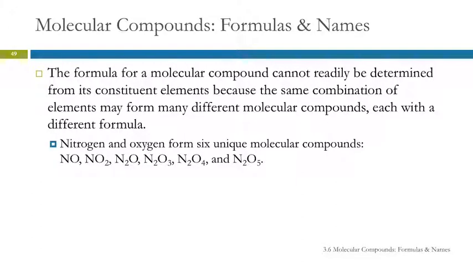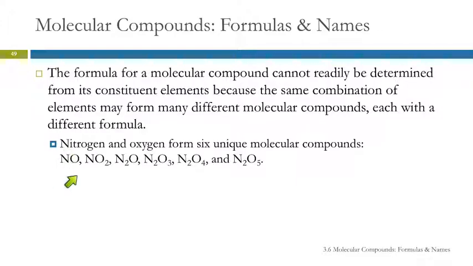Okay, molecular compounds. Molecular compounds contain nonmetals, and nonmetals form negative ions. So if we try to look at these in terms of ionic charges, we are not going to get very far, because nitrogen and oxygen actually form 6 different molecular compounds. It's really kind of crazy.